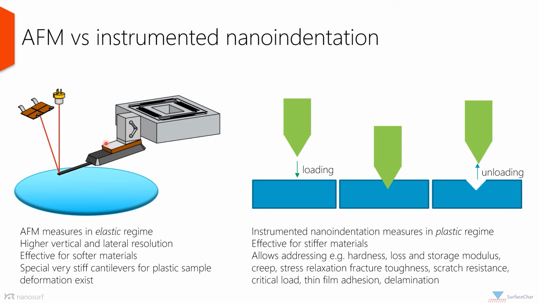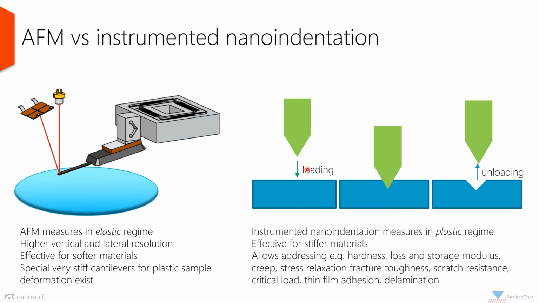In AFM, we have this rather soft cantilever with its very sharp tip that we bring in contact with the surface. We gently deform the surface in the elastic regime, and this way we get elastic properties of the surface. And after retracting the cantilever, the surface goes back to its original state and is basically not destructed, not harmed.